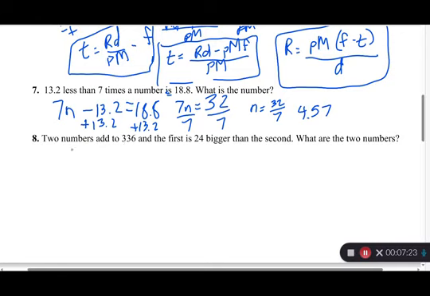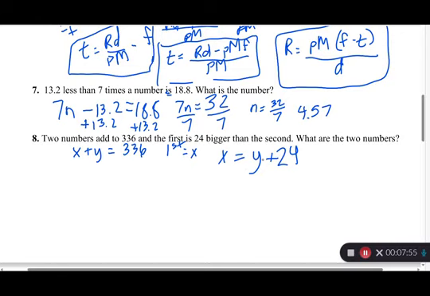Number 8, two numbers add to be 336. So I'm just going to go ahead and give those numbers names. Let's say X and Y, A and B, any of those will work. Add to 336. Okay. And the first, let's say I'm going to pick X to be my first one. So first X. Okay. It says the first X is 24 bigger than the second, which we're going to call Y. We need to find the two numbers. So we're going to have two equations. We're going to need a way to combine them.